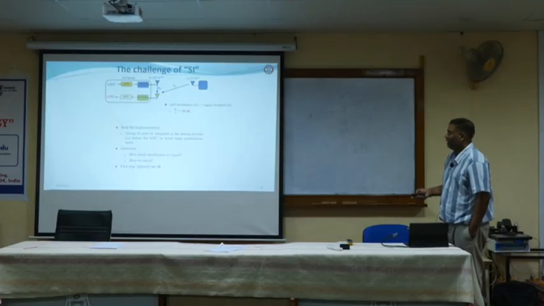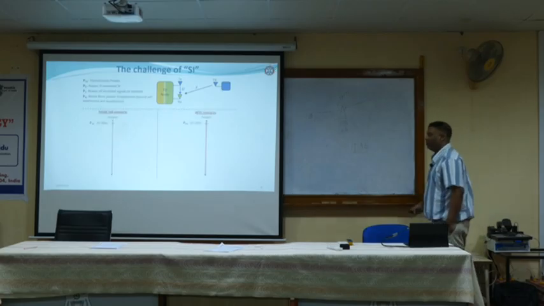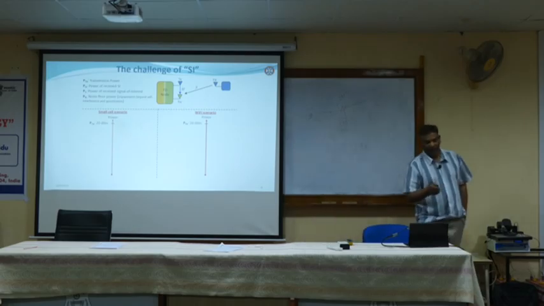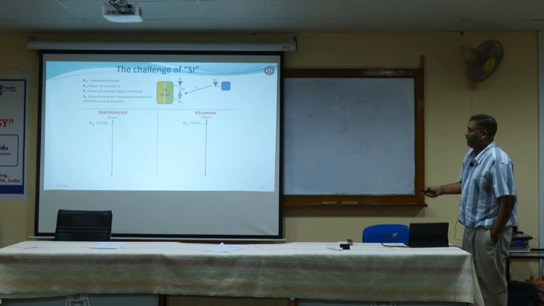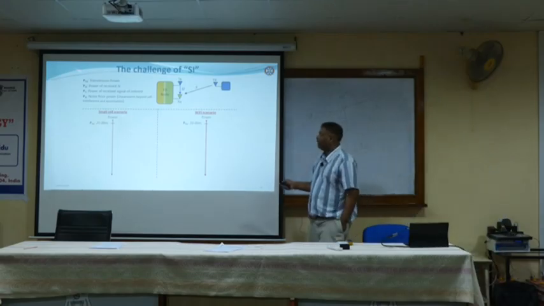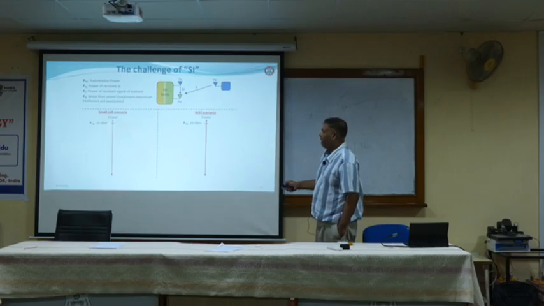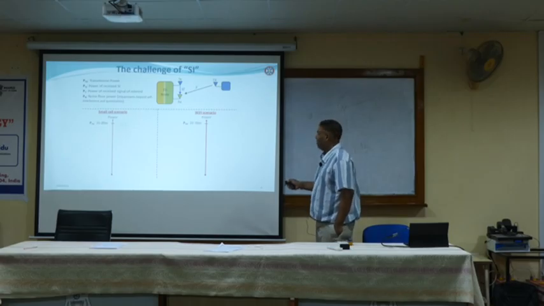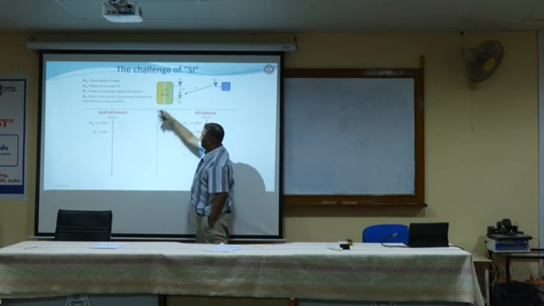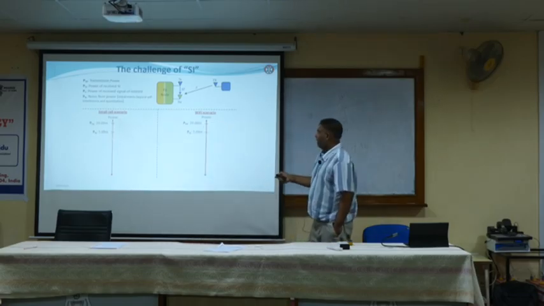So let's consider two scenarios, and I would like to explain them and tell you how much self-interference we need to cancel. The two scenarios are the small cell scenario and the Wi-Fi scenario. The transmit power is 20 dBm in the small cell scenario, and in the Wi-Fi scenario also 20 dBm. The power of the received self-interference is 5 dBm.